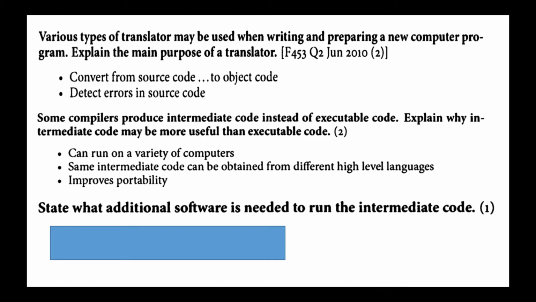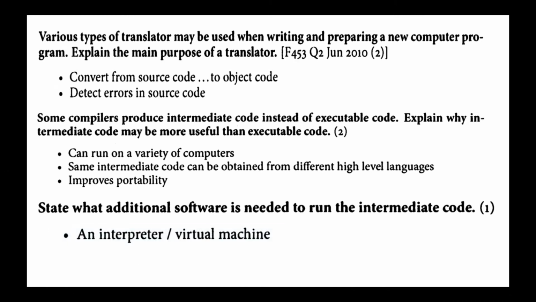State what additional software is needed to run the intermediate code. It is 1 mark, so think back. What produces the intermediate code? An interpreter, or you could just say virtual machine, since a virtual machine uses the intermediate code to then produce the object code. The interpreter makes the object code.